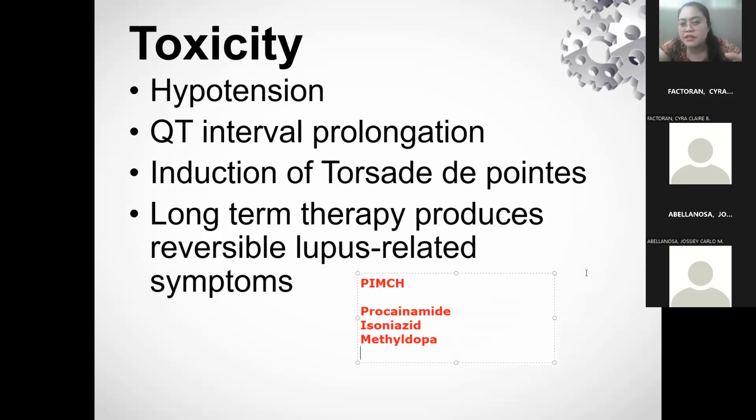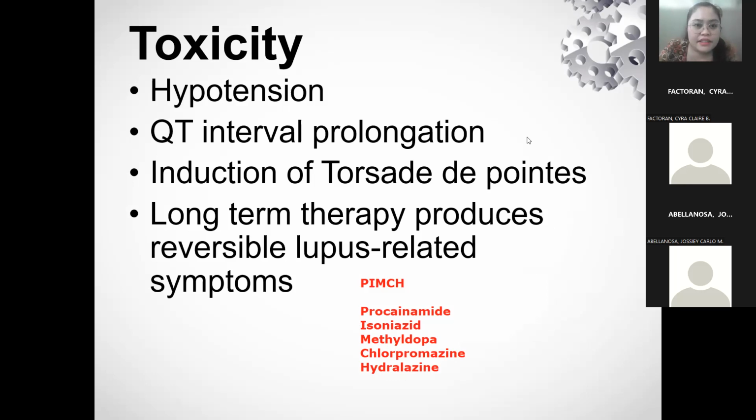Pero kasi yung kanyang percentage of causing this reversible lupus related symptoms medyo mababa lang, so that is not really common. Yung talagang common yung hydralazine and even the procainamide. C is nakalimutan ko. Oh, yan yung C ha, hydralazine. I forget the C. Ano nga yun? Ayan. Chlorpromazine, which is a drug for psychosis. Okay. So please take note of this. These are the drugs that can cause reversible lupus-related symptoms. That's our mnemonics, PIMCH.